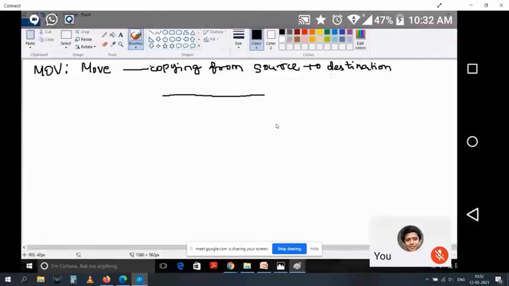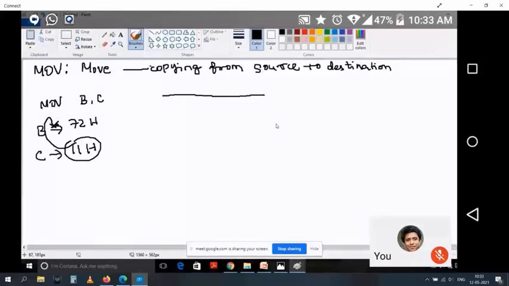So if I say MOV B, C, that means if my B had a content of 72H and if my C had a content of 11H, then this 11H will just be copied to B. After this operation is done, this 11H will be found in my register B. So it will just be copying the content of C into B. So how is the instruction different?